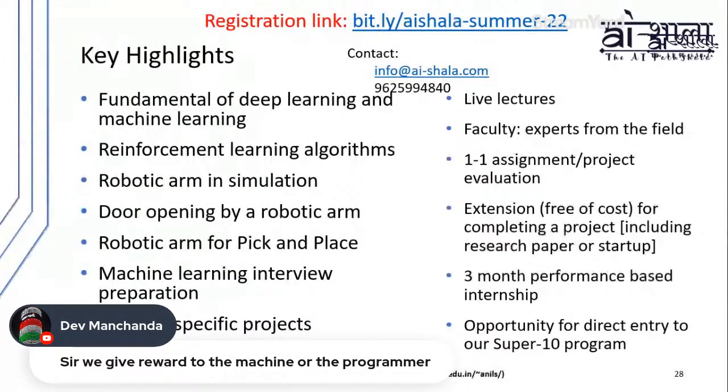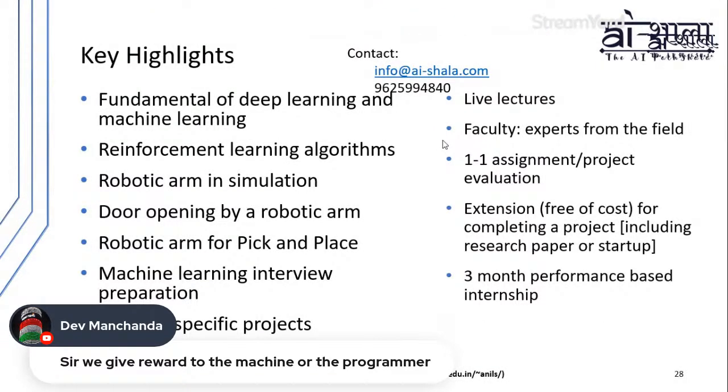Sir, we give reward to the machine or to the programmer? So basically the reward is given to the machine which is learning. So for example, let's say your agent is learning to grab the door, right? If it grabs it correctly, it will receive the reward, so that it will know that, okay, this is the right action. You will give it the penalty so that it will know that, okay, it's bad. And we'll tell you actually how this reward thing goes into the program, and how you can train the algorithms for it.